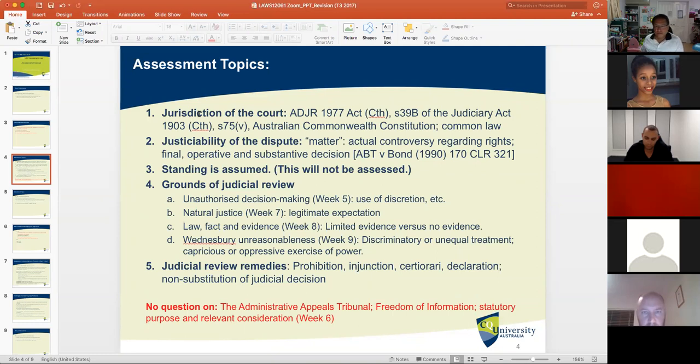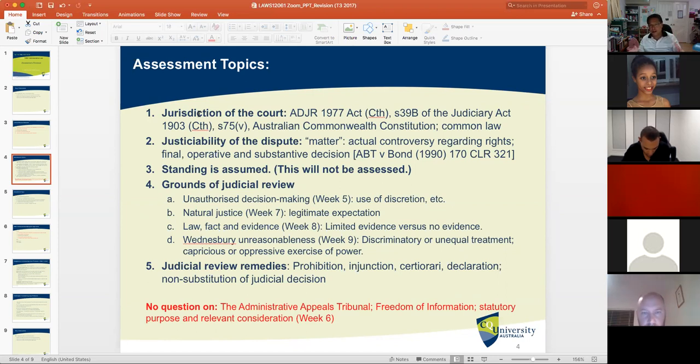Okay. So the third element, as we said, is that standing is assumed. So this will not be assessed. So I will not be asking questions about some organization trying to represent an applicant because the applicant might be impaired or the applicant is unwilling to proceed with an action. We just assume, when you look at the facts, that locus standi is there. So in other words, in your answer, you don't have to address that. Don't address that.